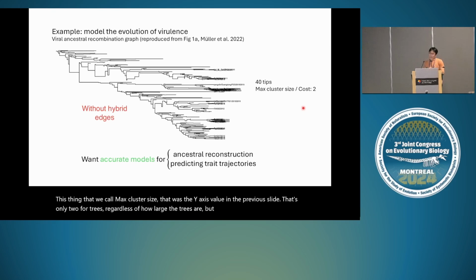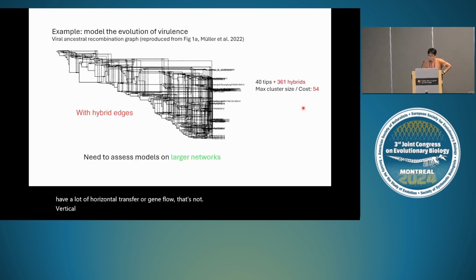But what we really want is accurate models for a variety of reasons, and a tree may not always be the most accurate model if you're dealing with organisms where you have a lot of horizontal transfer or gene flow that's not vertical descent. Recombination and horizontal gene transfer are prevalent in some pathogens, and so the true phylogeny is actually quite reticulated. You can see here that the cost has jumped from 2 to 54.